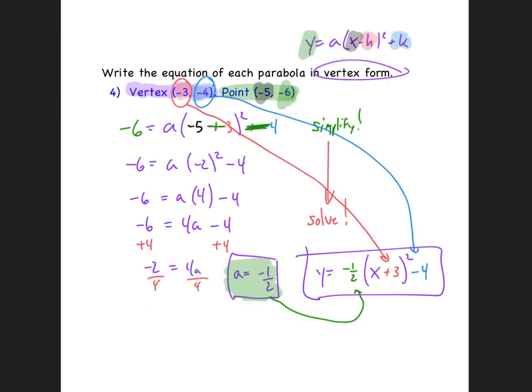All right, one more I want to show you guys earlier. Negative 5 plus 3 squared. So negative 5 plus 3 is negative 2. Negative 2 squared is 4. So that 4 ends up in front of the a. So here we have the 4a. And then we go to solve.